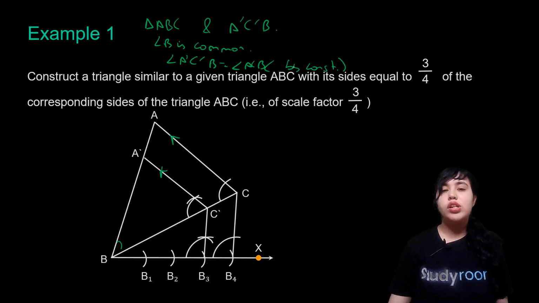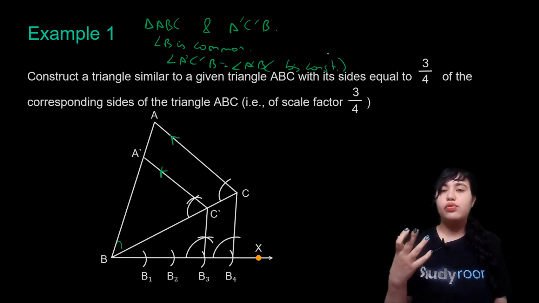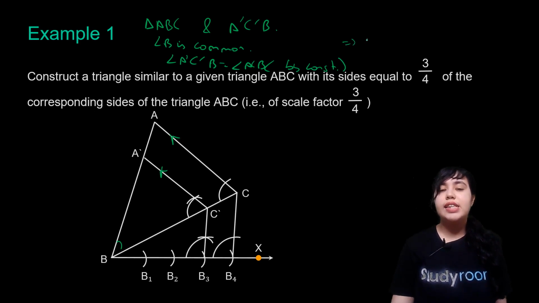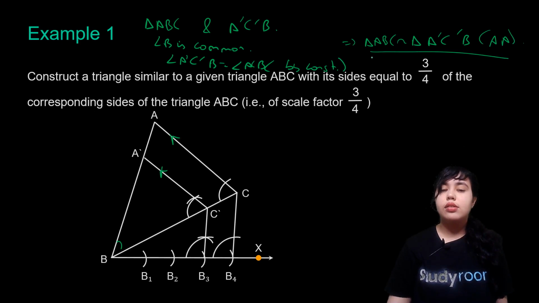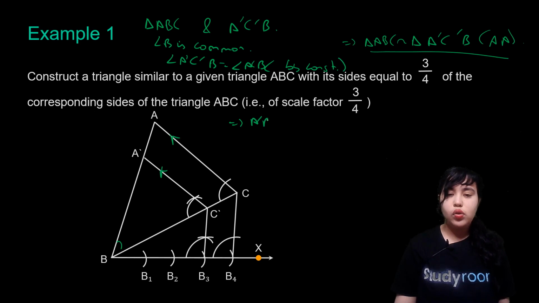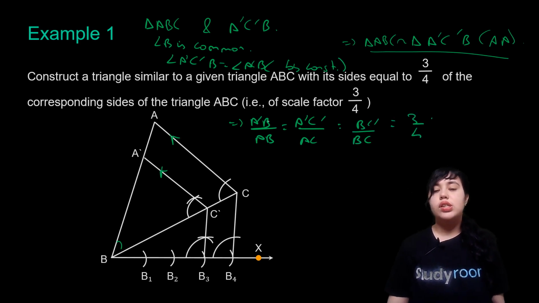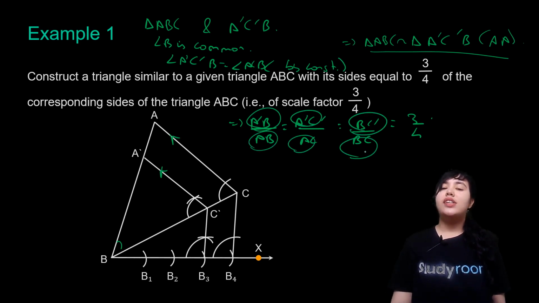If two corresponding angles of two triangles are proven to be equal, we can say that the two triangles are similar. By which similarity criterion am I able to say this? By the AA similarity criterion. And if that is the case, we can prove that the corresponding sides are in the same ratio. So A dash B upon AB is equal to A dash C dash upon AC is equal to BC dash upon BC is equal to 3 by 4. So all these sides are 3 by 4 times of AB, AC and BC respectively.